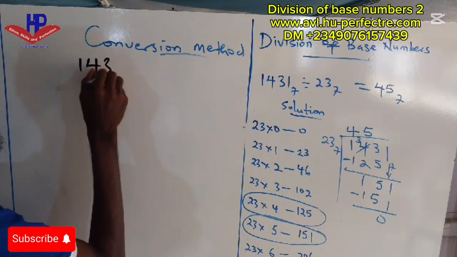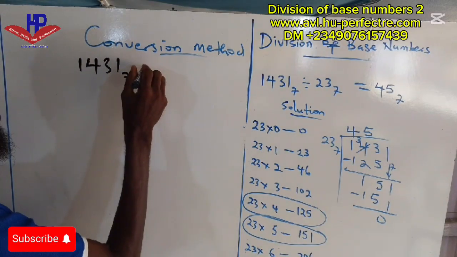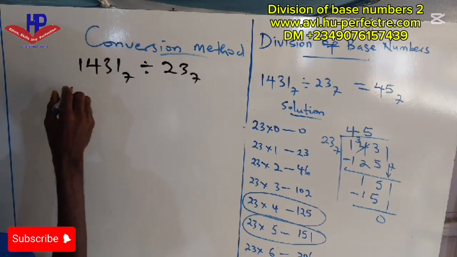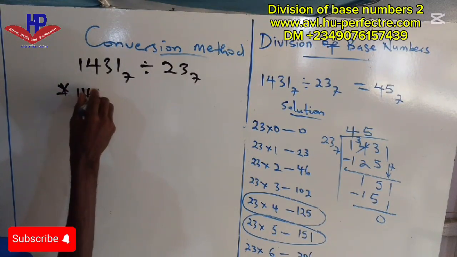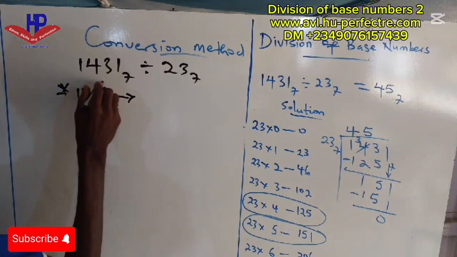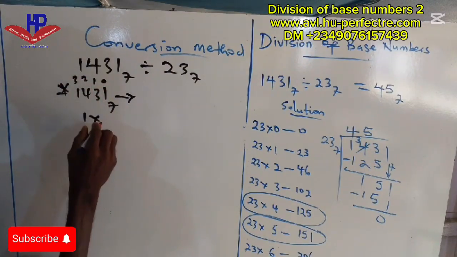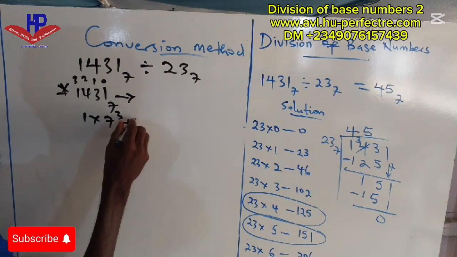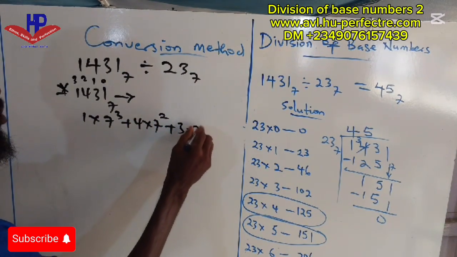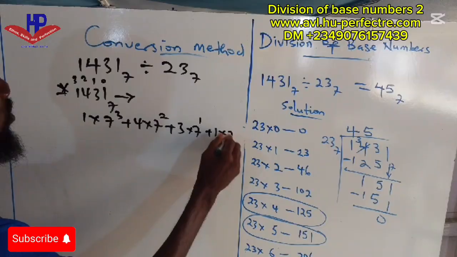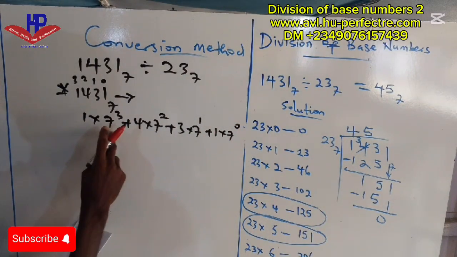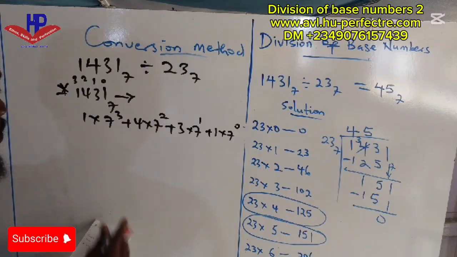Let's do this one: 1431 base 7 divided by 23 base 7. I'm going to convert this number first to base 10. 1431 base 7 to base 10 will be 1 times 7 to the power 3, plus 4 times 7 to the power 2, plus 3 times 7 to the power 1, plus 1 times 7 to the power 0. 7 to the power 3 is 7 times 7 times 7, and that is 343.